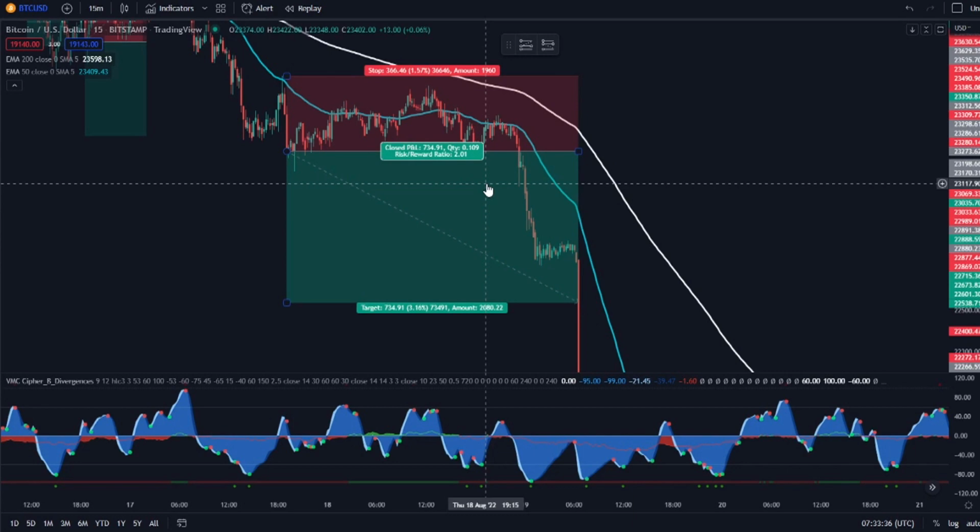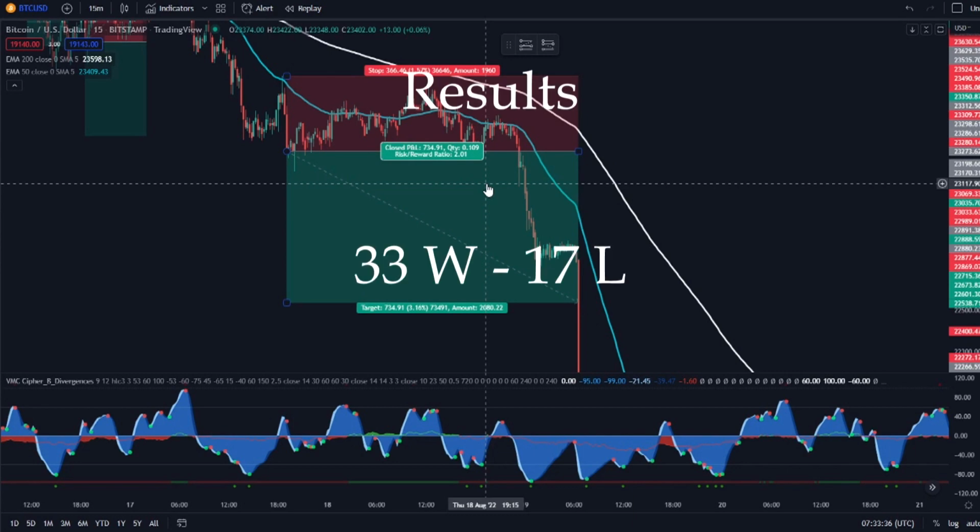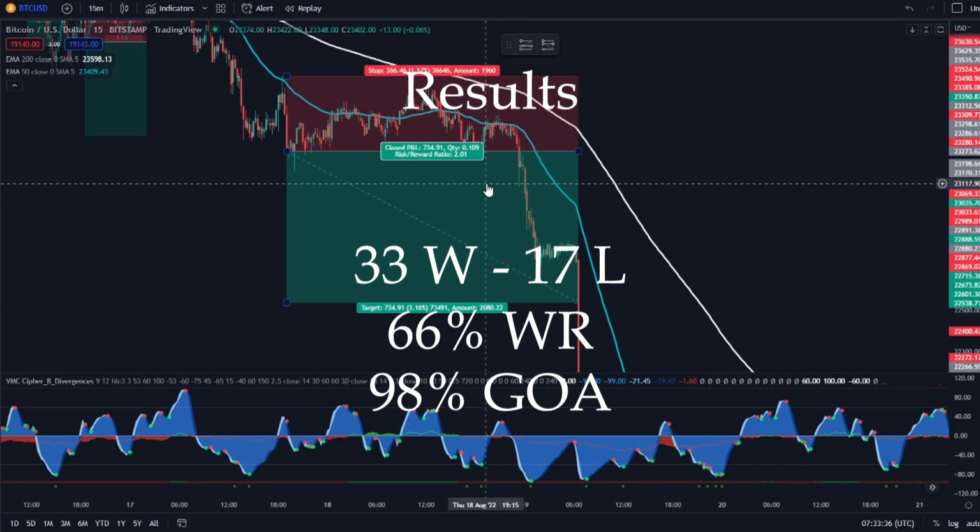Okay, so 50 trades are complete, and here are the results. Out of 50 trades, 33 were winners and 17 were losers. This totals to a 66% win rate. Now we used a 2-to-1 risk to reward ratio and risk 2% of our account on every trade. Taking this into consideration, our total gain on the account is 98% in 50 trades.